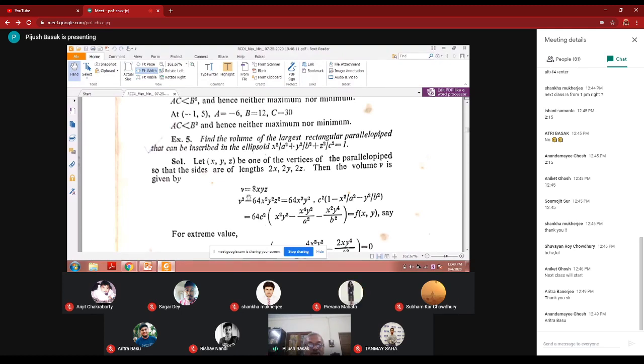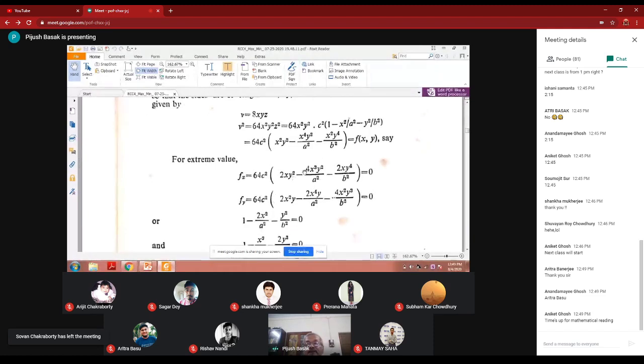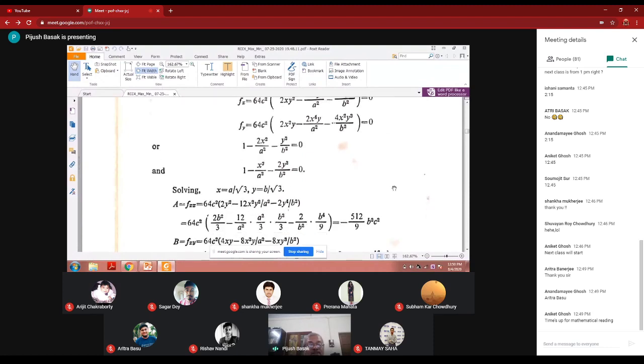The volume of the parallelepiped is 8xyz. Why 8xyz? Because length is 2x, breadth is 2y, and height is 2z. So volume is equal to 8xyz, and V square is equal to 64x square y square z square. After substituting, we get this. So f suffix x, as usual, we have to do it. This is 0, f suffix y is 0. This yields the 2 points.